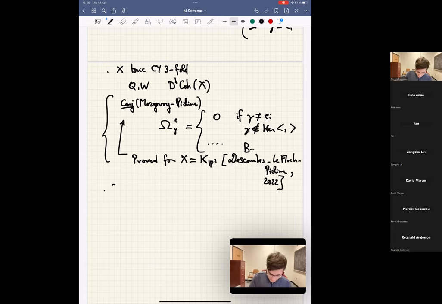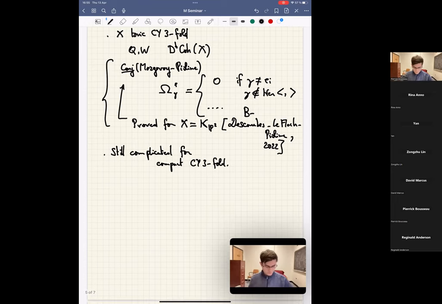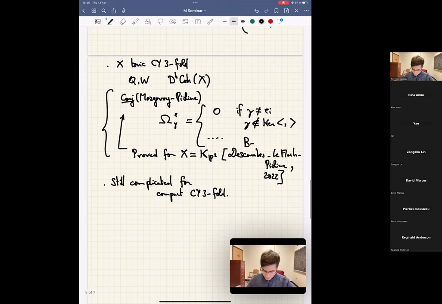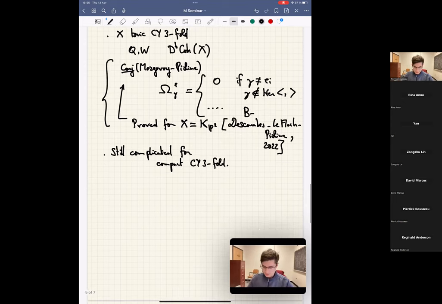As Jan said, the expectation is that these numbers are still complicated for things related to a compact Calabi-Yau threefold. In general, a compact Calabi-Yau threefold probably has no quiver description, but maybe there are pieces of the category which have a quiver description, and these numbers can still be complicated, or are expected to be complicated. So in some cases, they are simpler. In some other cases, they might still be complicated.